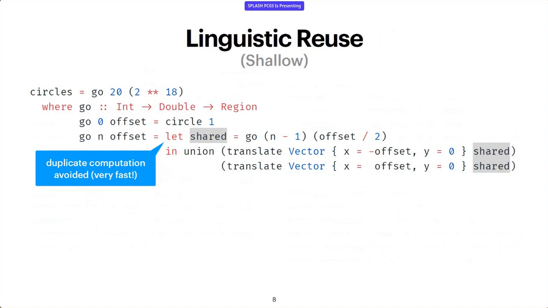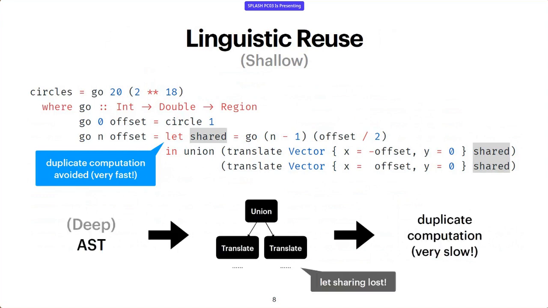Since it's in the shallow embedding, the region type is already defined as int. That is the syntactic size here. So the variable shared is of type int. And since we use let in Haskell, the shared variable won't be calculated twice in the let body. As a result, we avoid duplicate computation, and the evaluation of this program terminates instantly.